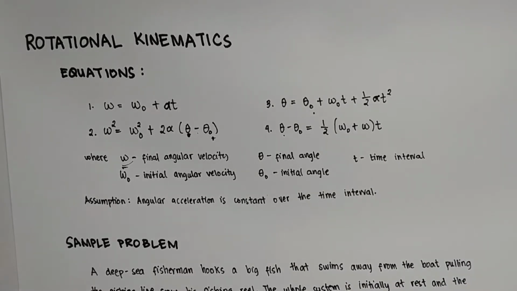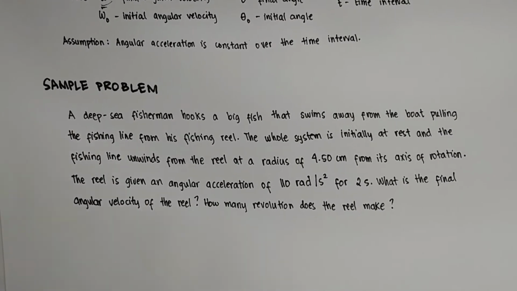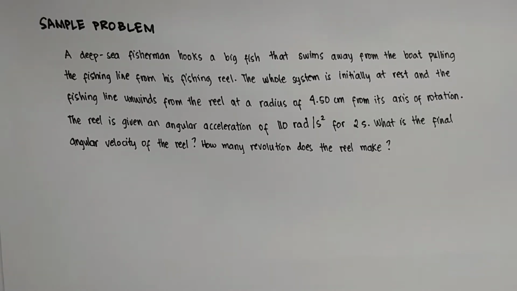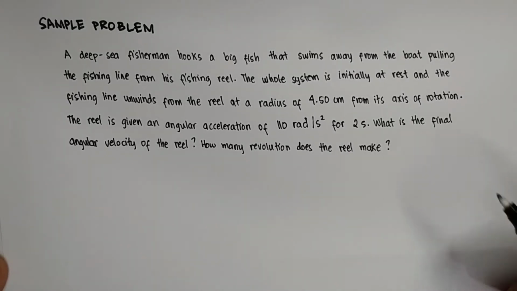Now we have our example, so that we can better understand the application. We have here our sample problem. A deep sea fisherman hooks a big fish that swims away from the boat, pulling the fishing line from his fishing reel. The whole system is initially at rest, and the fishing line unwinds from the reel at a radius of 4.50 centimeters from its axis of rotation. The reel is given an angular acceleration of 110 rad per second squared for 2 seconds. What is the final angular velocity of the reel? How many revolutions does the reel make?